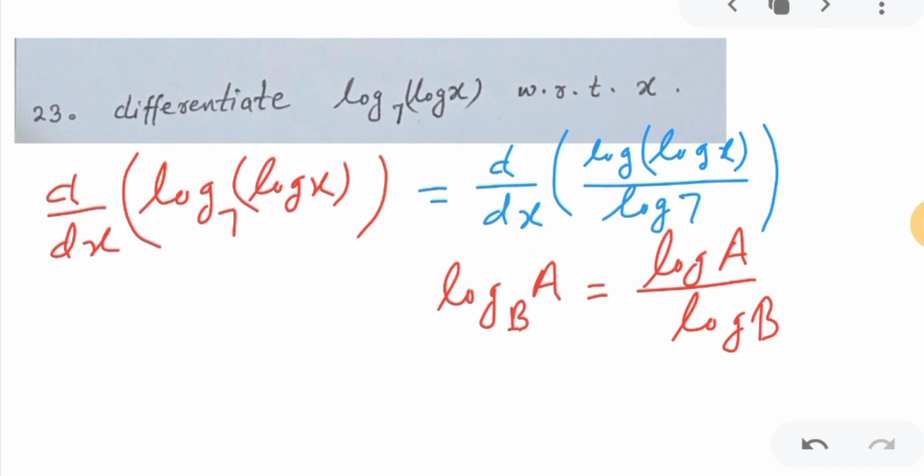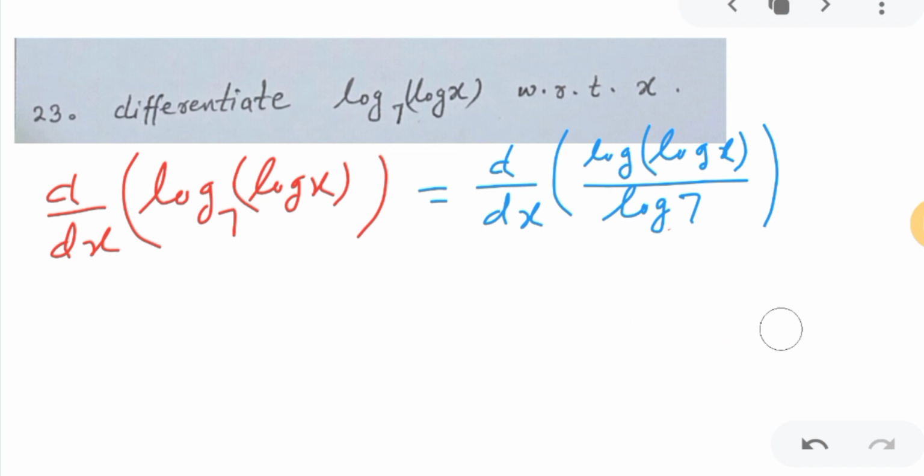Now I will differentiate. So this log 7 is nothing but a constant, so the constant I can take outside. Log 7 will be constant, correct? Because 7 is constant, so log 7 will be constant. So 1 upon log 7, the constant term, I am taking outside, and then we have to find the derivative of log x.